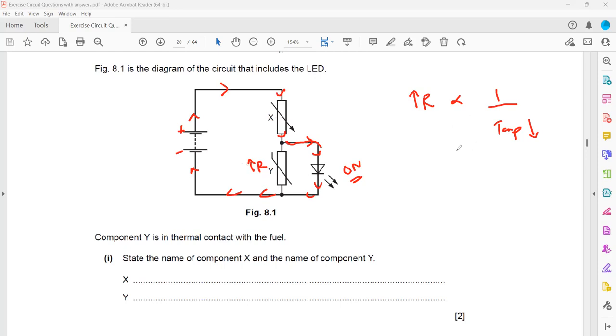And what happened as the temperature started to increase? Why did the light emitting diode switch off? As the temperature starts to increase, the resistance of the thermistor decreases. So as the resistance of the thermistor decreases, most of the current will flow through the thermistor because it has a low resistance. So a very small amount of current is in the LED, and that is not sufficient to light up the LED. That's why the LED will be off.